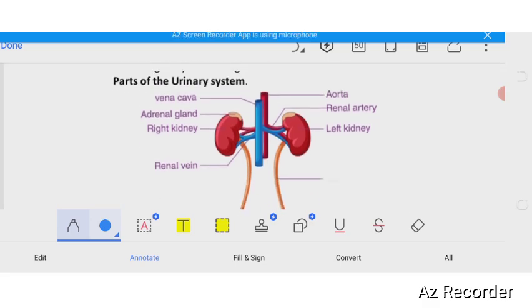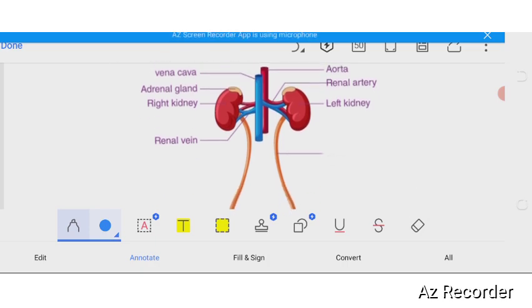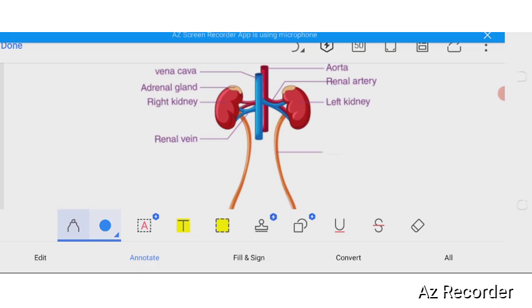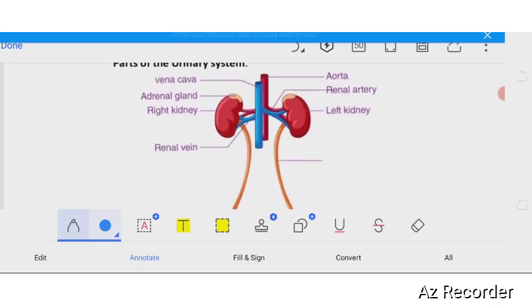Today we are going to discuss the urinary tract system, and specifically we are going to talk about parts of the urinary system, functions of the parts, kidney disorders, healthy lifestyle for the urinary tract system, or ways of preventing kidney disorders, and last but not least, waste produced or excreted by the kidneys. Those are the things that we are going to talk about.